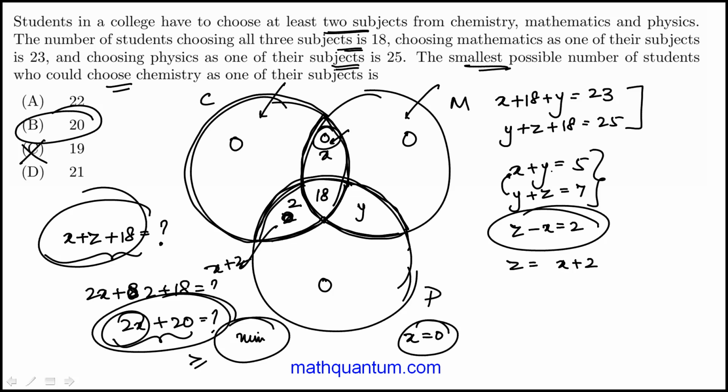Now, all you have to do is to make sure, what I'm actually always going to do is to go back and plug in, figure out what y is. X is 0, so y would be 5. And then just make sure I'm not violating any conditions. So I'll go back and check. Physics is 25, so 18 plus 5, 23, plus 2, 25. And then math is 18 plus 5, and this can be 0. So the answer is 20.